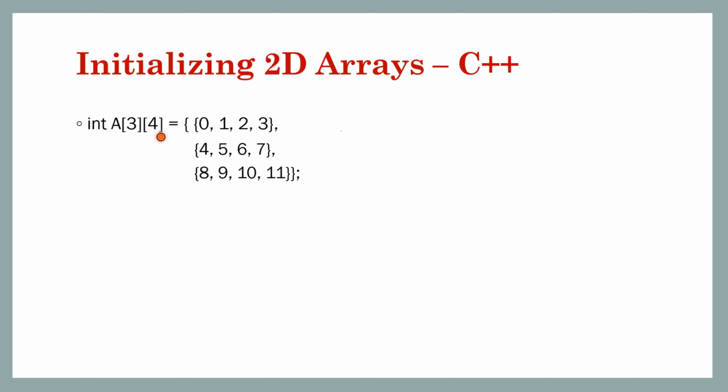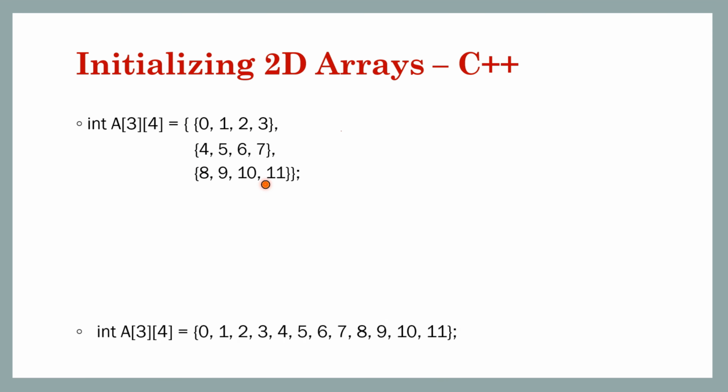So this is the first one, this is the second one. Each of these are themselves arrays, so we are initializing it like that. So an array where each of the 3 elements is an int array of 4 elements: 0, 1, 2, 3, 4, 5, 6, 7, 8, 9, 10, 11.